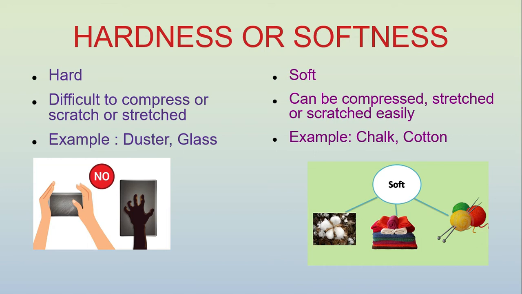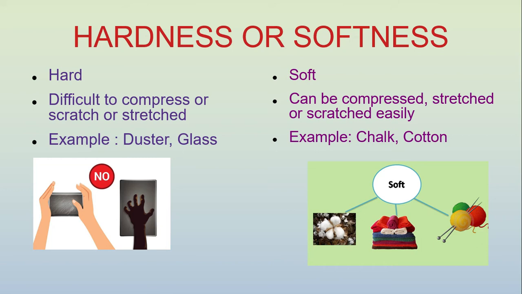If materials can be compressed, stretched, or scratched, we call them soft. So what is hard? It is difficult to compress, scratch, or stretch. And what is soft? It can be compressed, stretched, or scratched easily. An example of hard is a duster, glass. An example of soft is chalk and cotton.